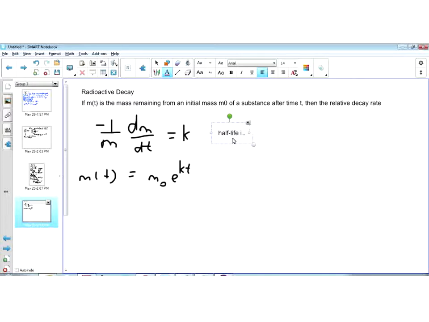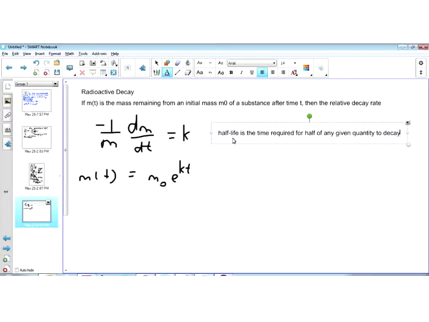So the half-life, and you may have had this in algebra, half-life is the time required for half of any given quantity to decay. Okay, so you start off with 1 kilogram. How long will it take you to reach half a kilogram?